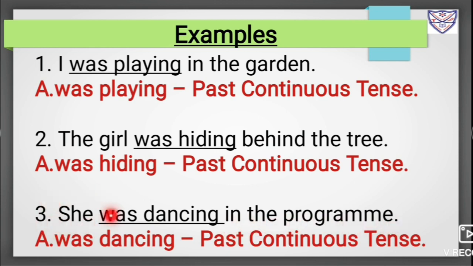Over here she is a subject. After the subject we have a helping verb, and that helping verb is "was". After "was" we have verb plus ing, that is dance plus ing will become dancing. Therefore "was dancing" is said to be in the past continuous tense, because this verb shows an action that was going on or continuous somewhere in the past time.